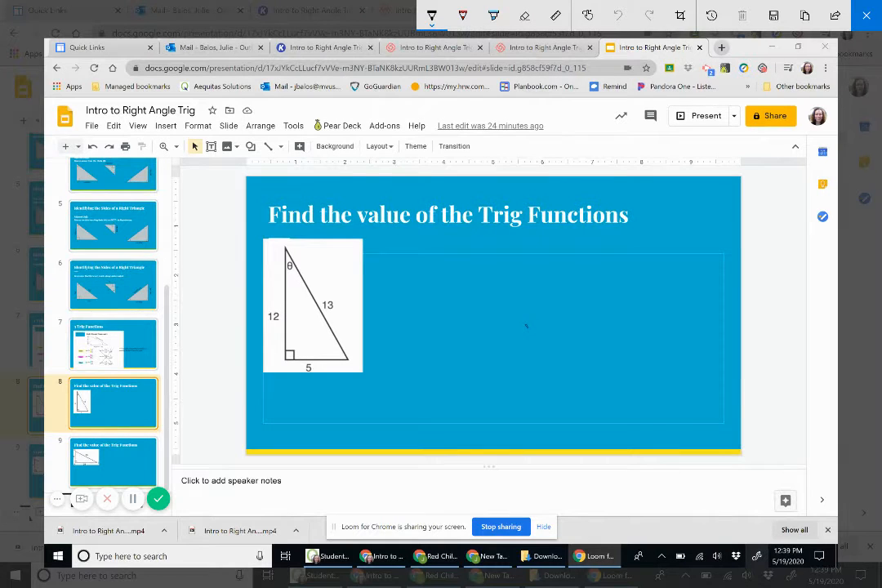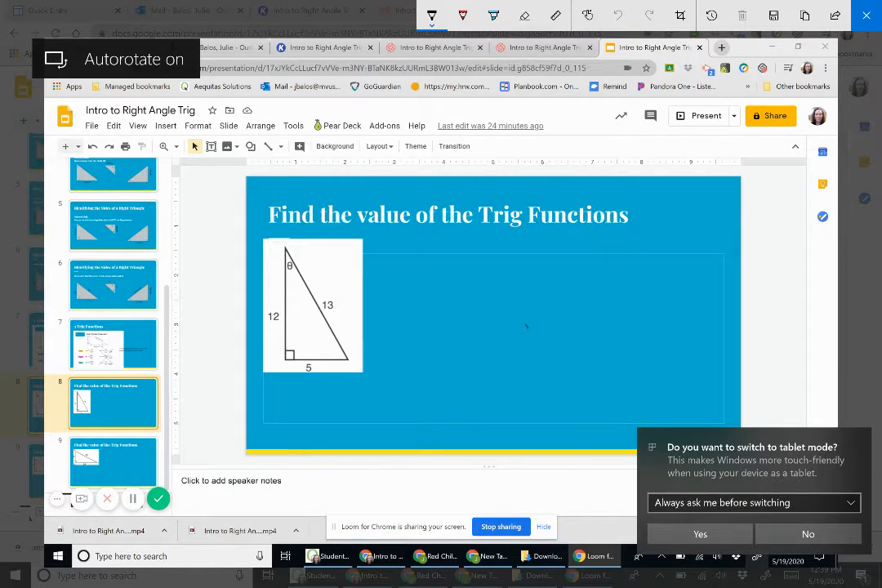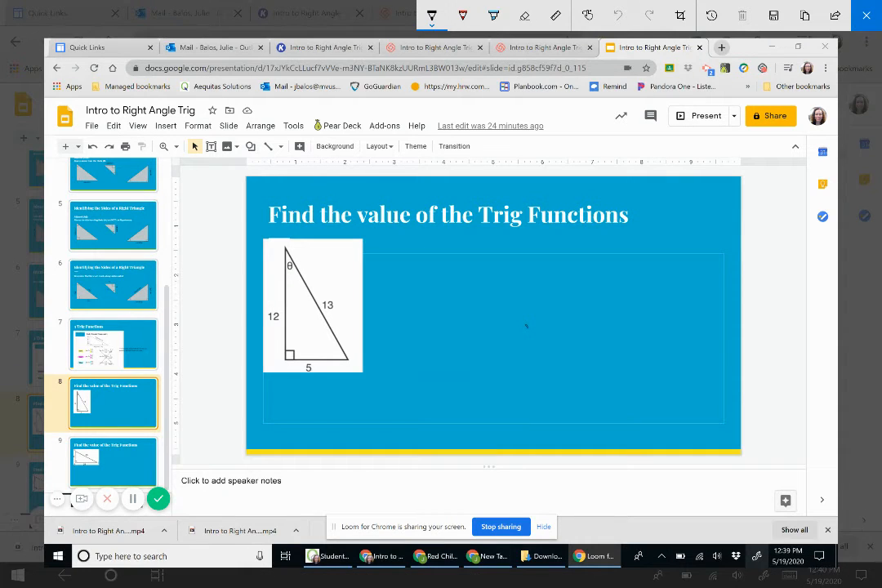Okay, so find the value of the trig functions. First thing you gotta do is figure out where is the hypotenuse. Hypotenuse is across from the right angle. So this one right here is my hypotenuse.